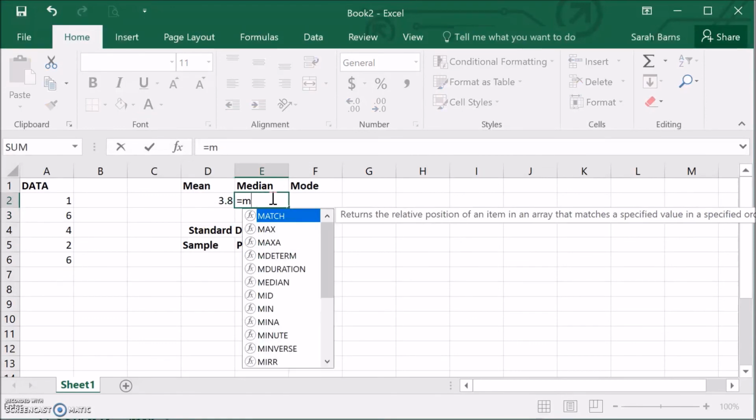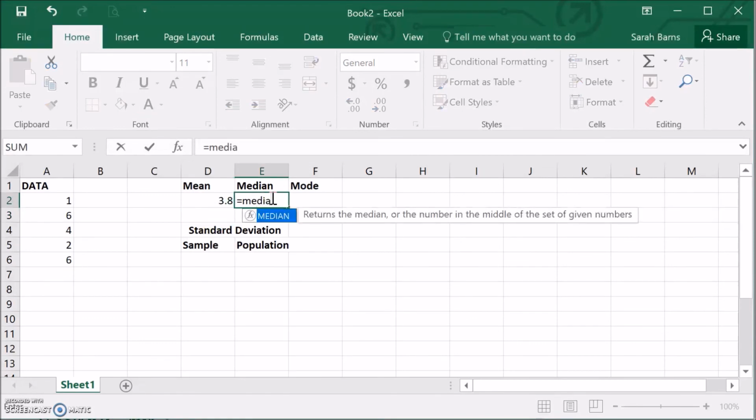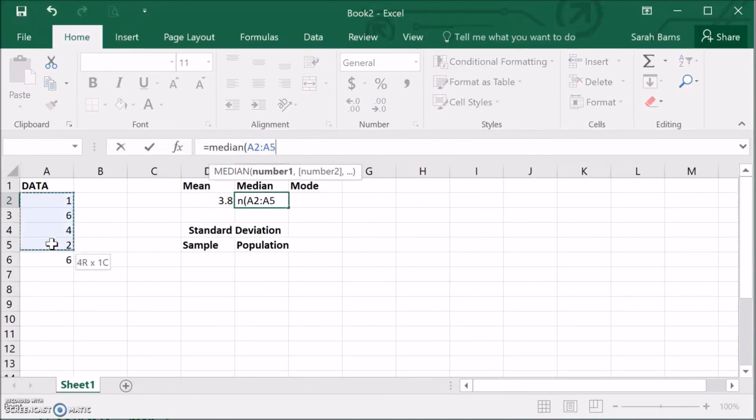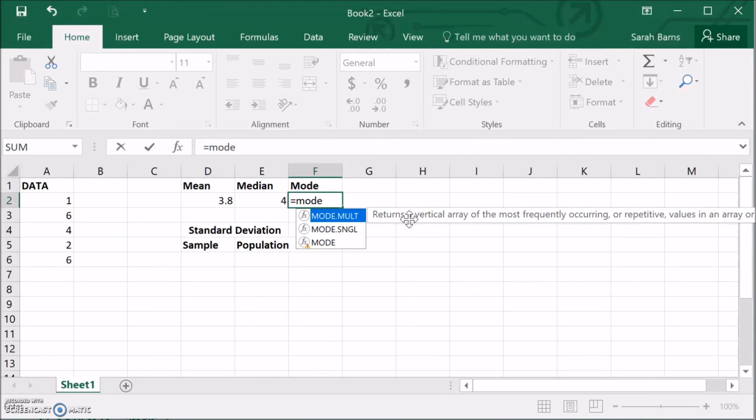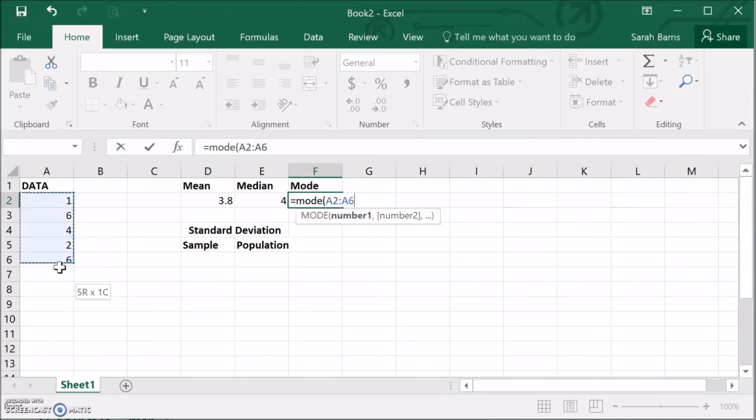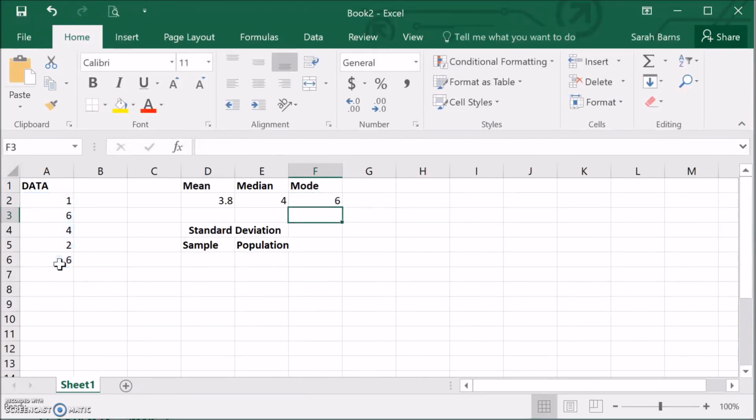For median, the function is median. Again, type it in, and then we just need to highlight the data and hit enter. And we get 4, which is the same as what we got before. With mode, the function is mode. Type that in, highlight your data, and it returns 6, again, which is what we expect. And now all we've got to do is the two different types of standard deviation.